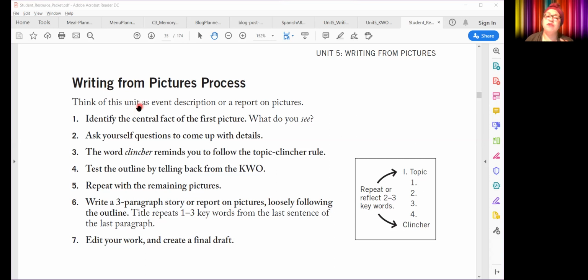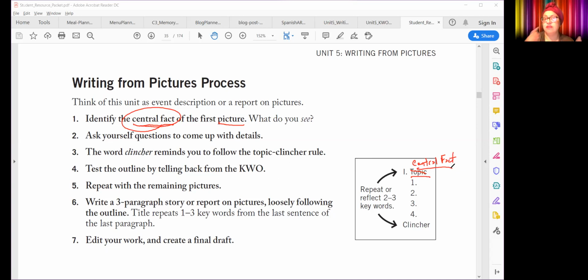And it might help you if you think of this unit as event description or a report on pictures. So if you think of it that way, it might help you to understand the process or remember the process. Telling a story is great. You can think of it that way as well. But the number one thing, the first thing you need to remember is you must identify the central fact of the first picture, or of the picture. This is really, really important. The central fact is going to be what we would normally call the topic. We're calling it the central fact. That's going to be your Roman numeral 1. So I think it was Gabriel. You kind of gave each paragraph its own, like a mini title.